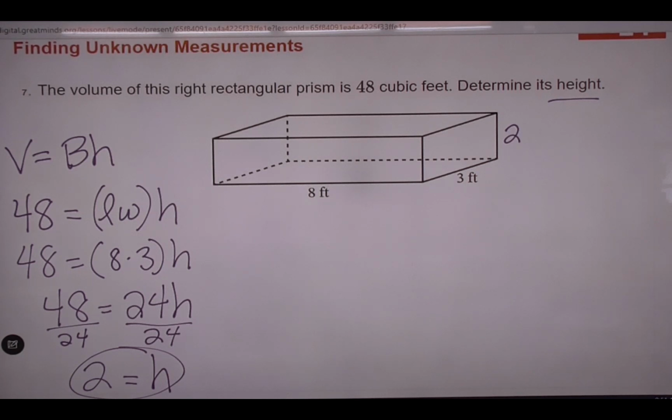All right? So if it's easy, do problem 8. Okay. Do problem number 8.